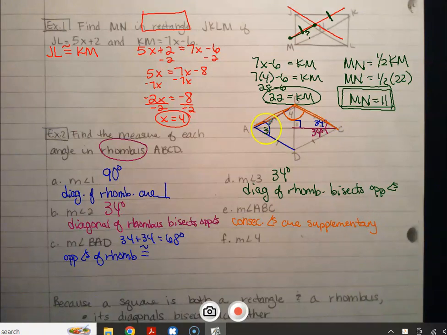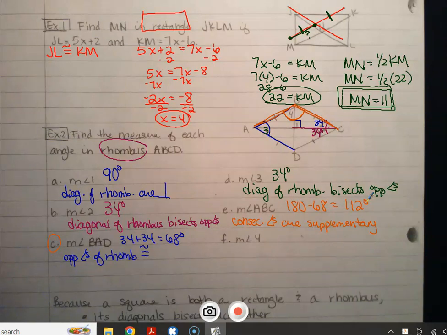So if we know angle BAD down here is 68 degrees, we need to take 180 minus 68 to get 112 degrees. Okay, because those would be supplementary. They have to add to be 180.